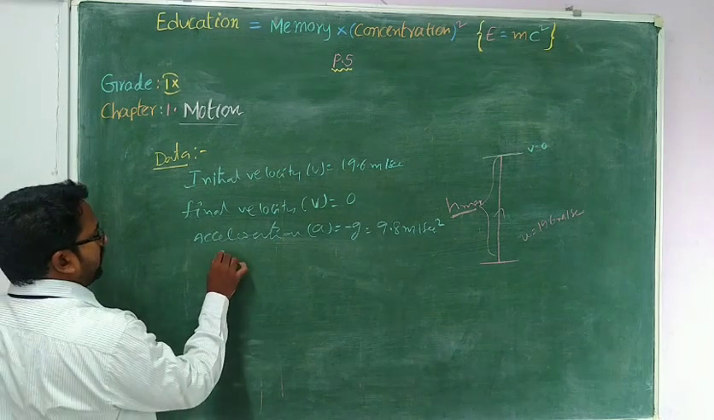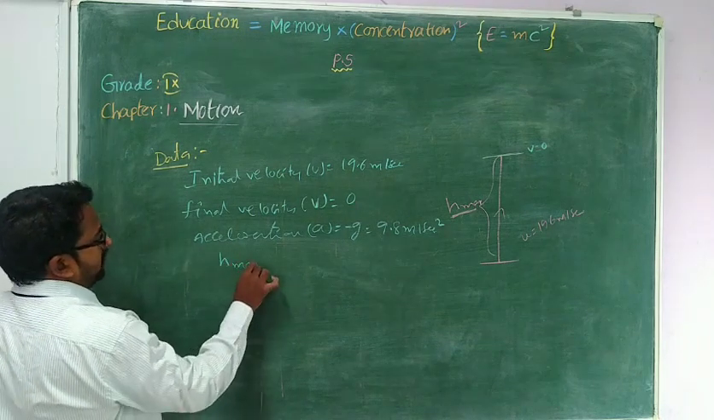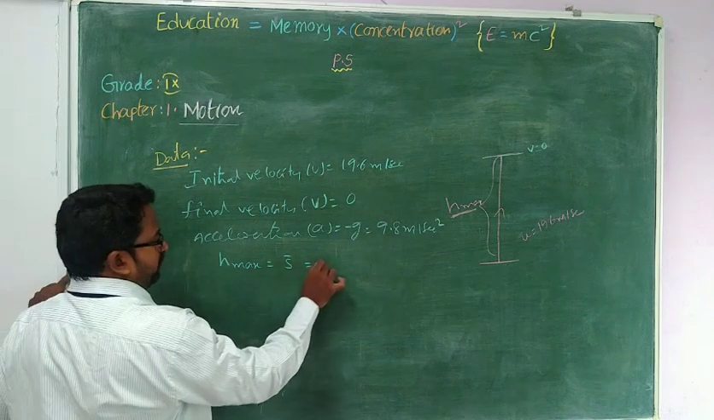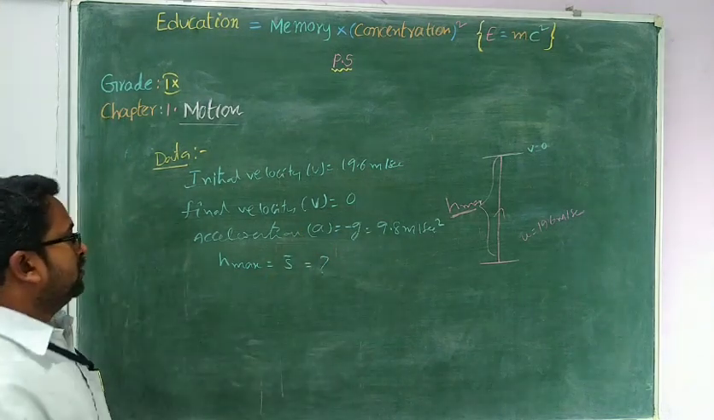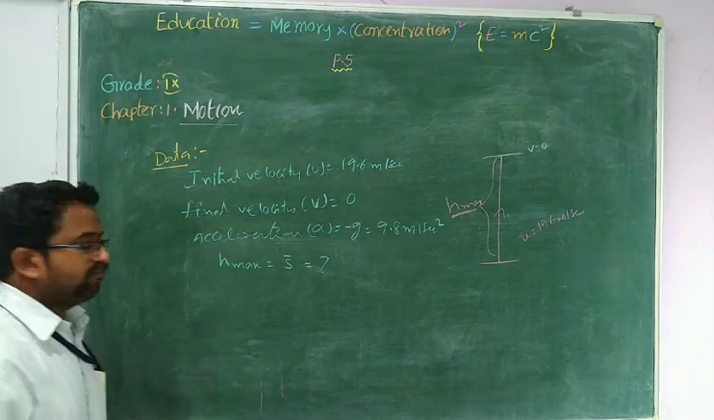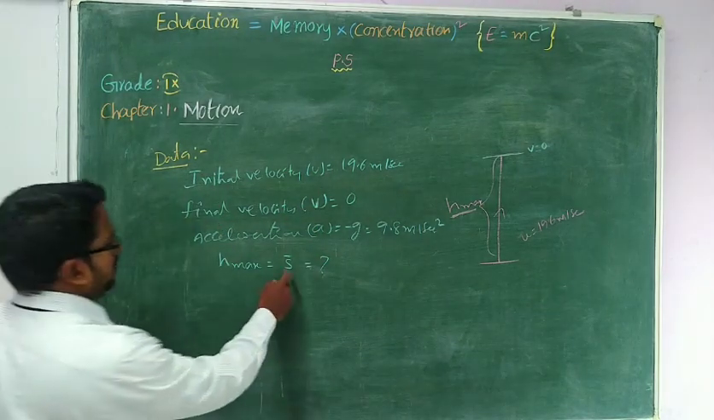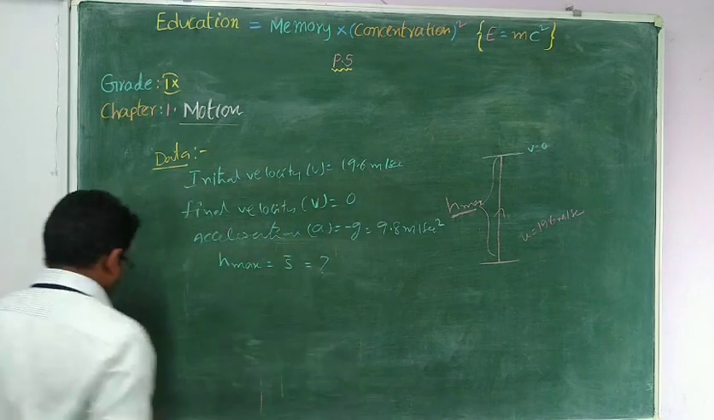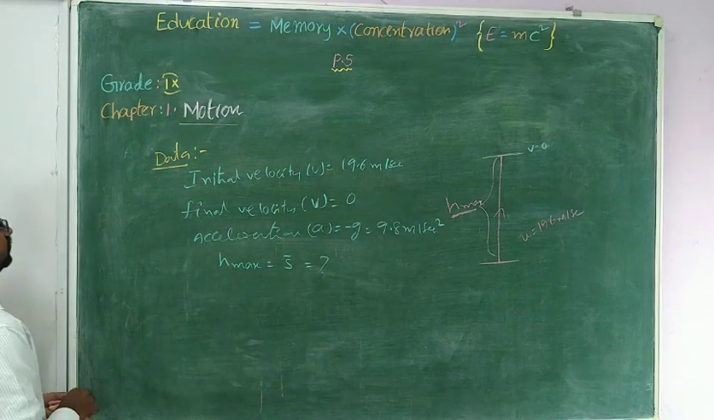And what is the requirement? Maximum height, h max, which is the displacement s we need. So s is required, and v, u, a are given. These are the quantities: s, v, u, a. What is the formula we have?